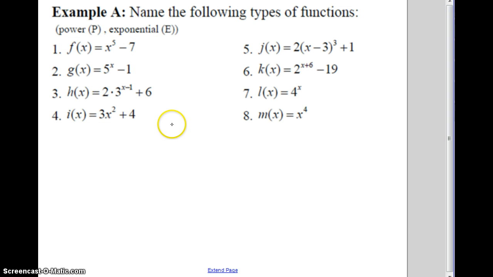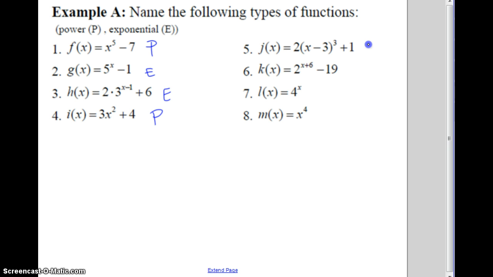If you take a look here at example A, we have several different problems for you to try. This first problem is going to be an example of a power function because the power is a number. Number 2 is an example of an exponential because the power is a variable. The next one is an exponential. Again, the variable is the exponent. Number 4 is a power function. The exponent is a number.